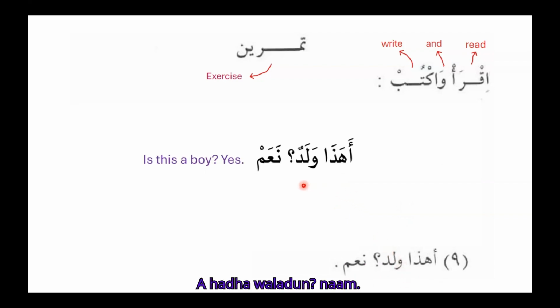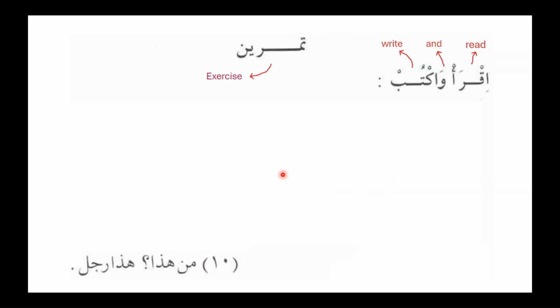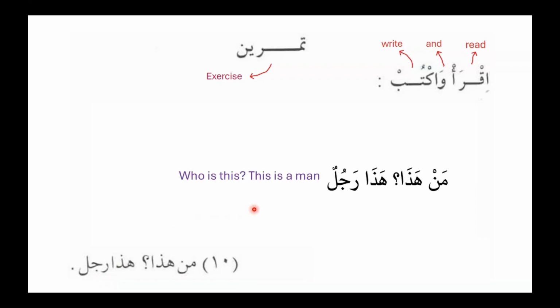أهذا ولد؟ نعم. Is this a boy? Yes. What about this? Okay, correct. من هذا؟ هذا رجل. Who is this? This is a man.